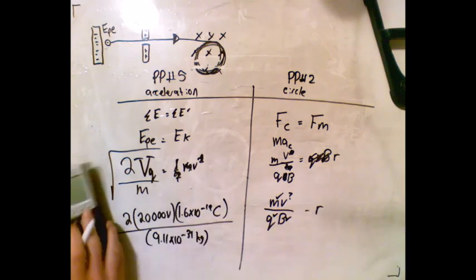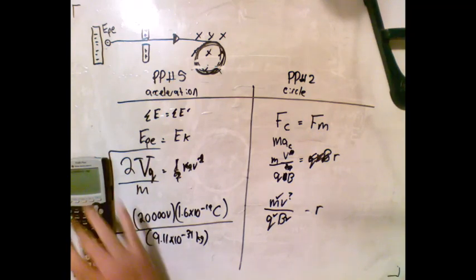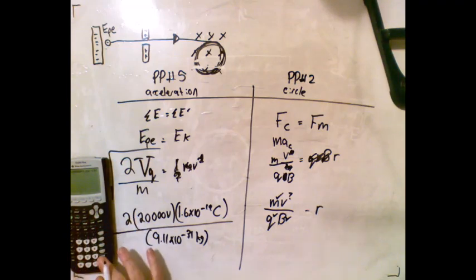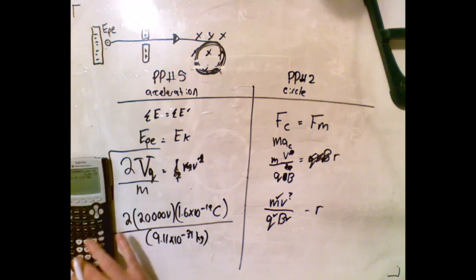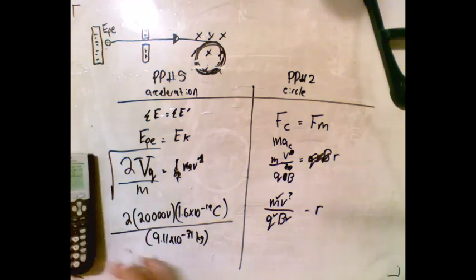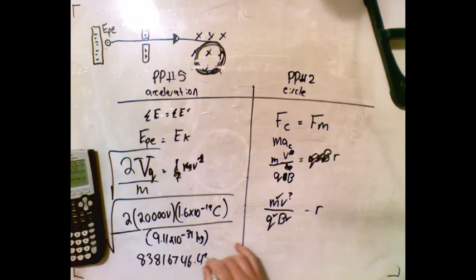And we type all that in. 2 times 20,000 times 1.6 times 10 to the negative 19, divided by 9.11 times 10 to the negative 31. And I get a ridiculous speed of 10 to the 15 because I forgot to square root it. You can't be faster than the speed of light, so make sure you square root that. And we get 838,167.46 meters per second. Okay, so now we're ready to plug everything into here.